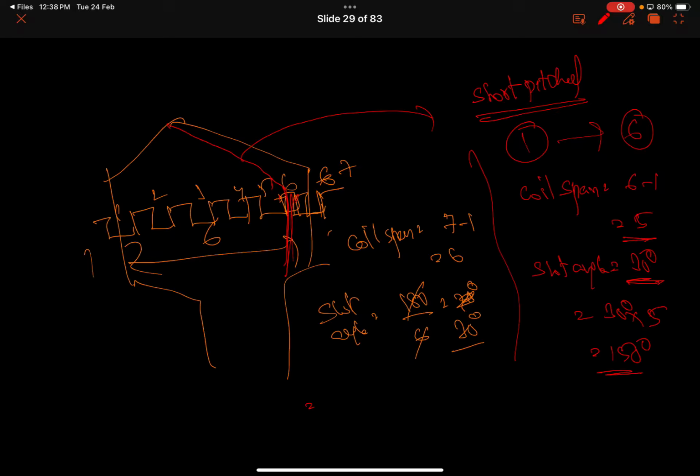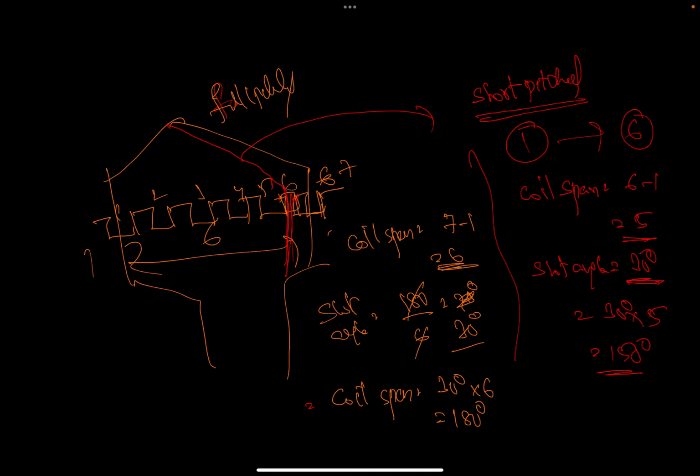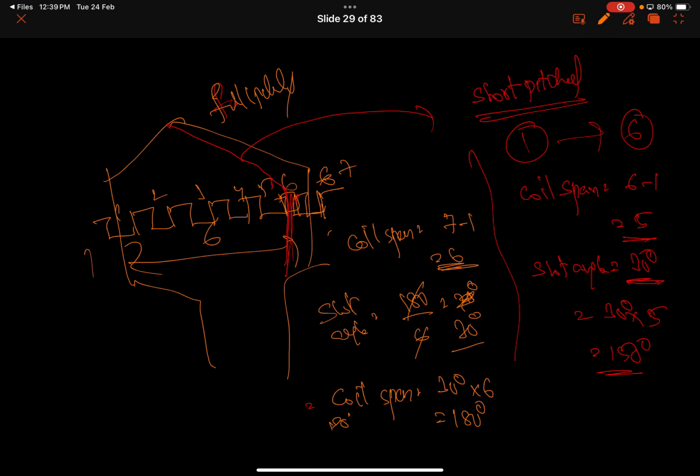So I can conclude that for a full pitched winding, the coil span is 30 into how many slots are there here? 6. What is the angle here? 180. Is 180 equal to the pole pitch or not? 180 is also equal to the pole pitch.